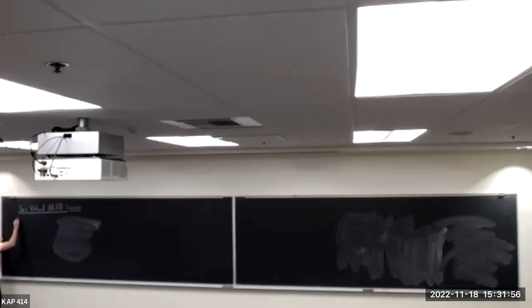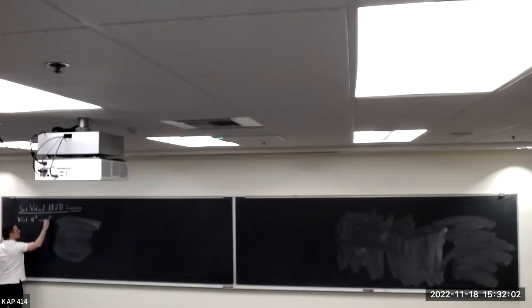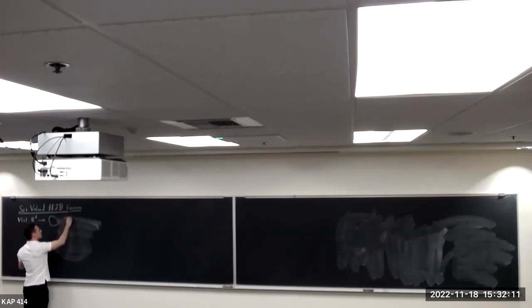So let's make some notations here. We have v of x from R^D to a set. So it takes parameters in D dimensions and it gives us a set. So this set is closed, with smooth boundaries.